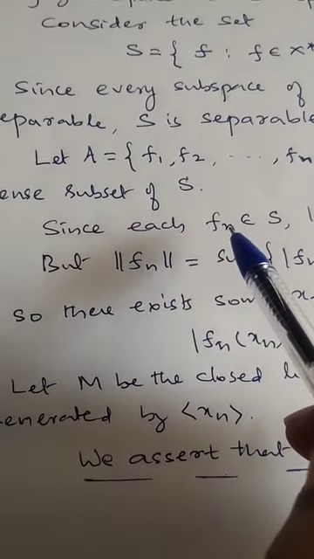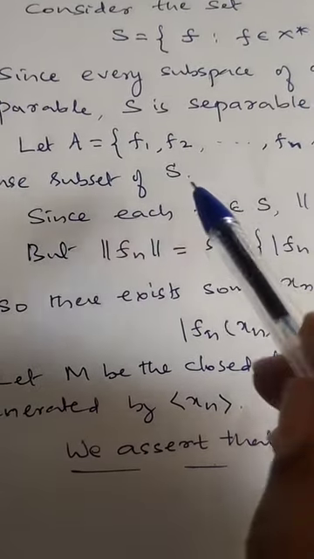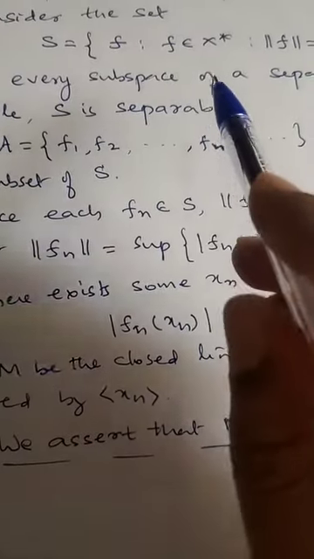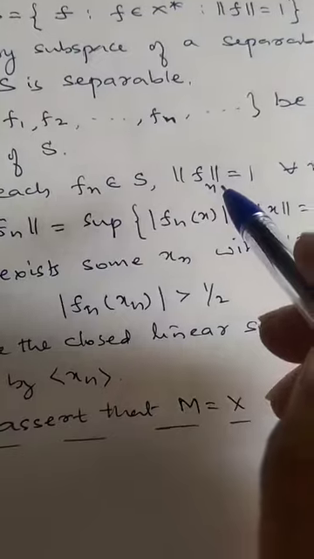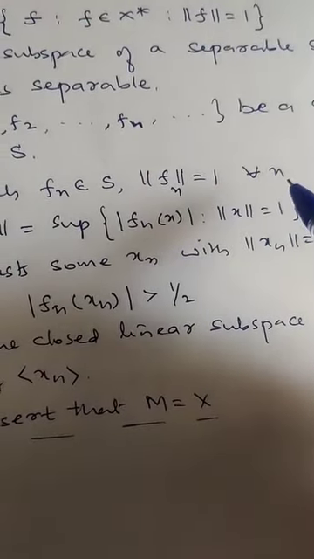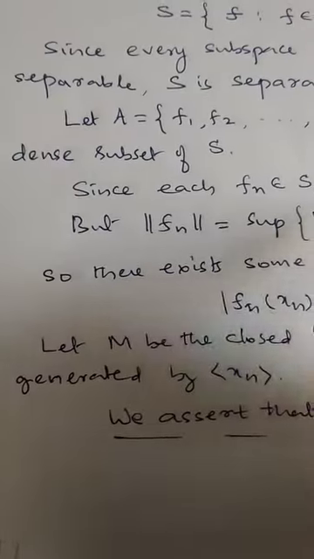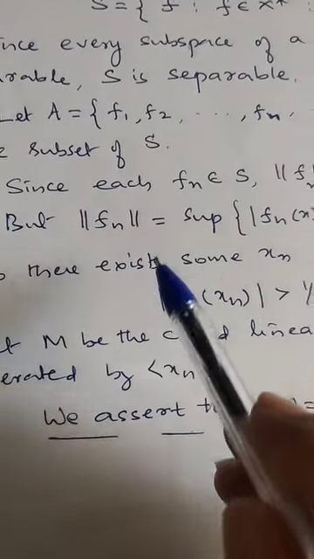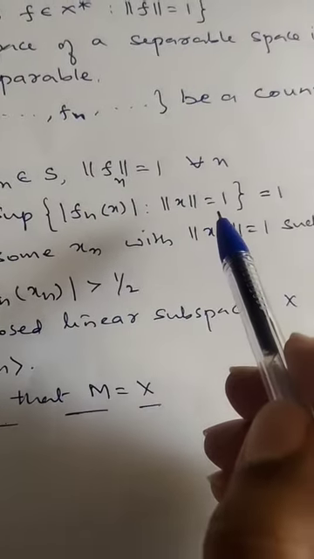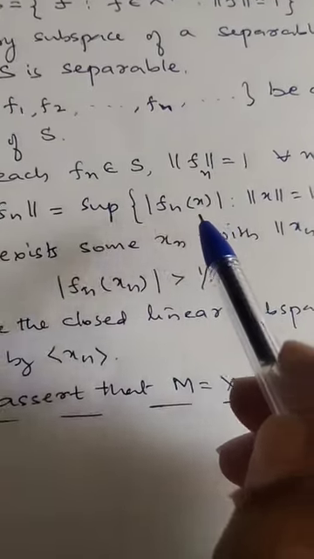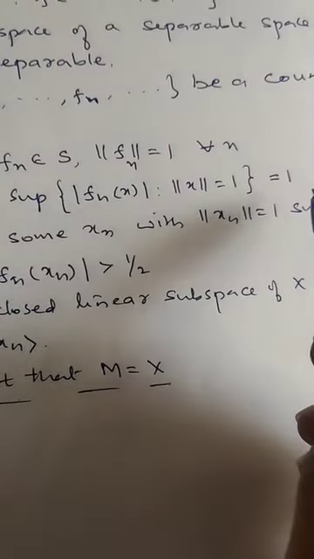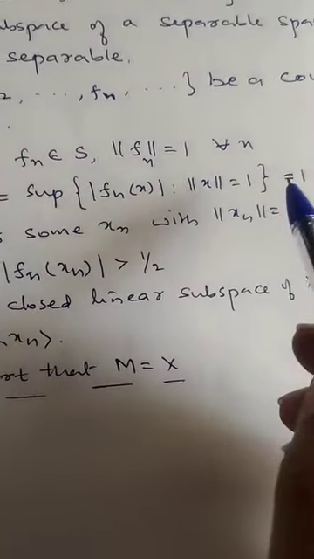Then each fn definitely belongs to S because this is a subset of S. Since each fn belongs to S, according to our definition of S, norm of fn is equal to 1 for each n. But norm of fn, according to definition, is the supremum of mod of fn of x, where norm of x is equal to 1. So therefore this set must be equal to 1 because norm of fn is 1.